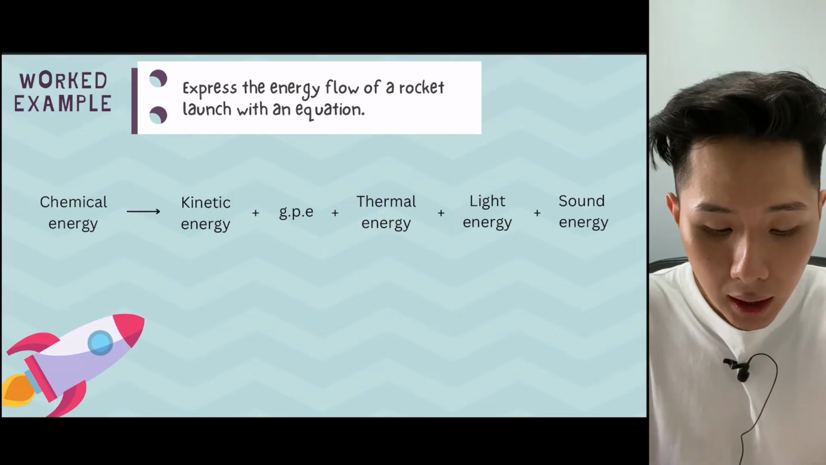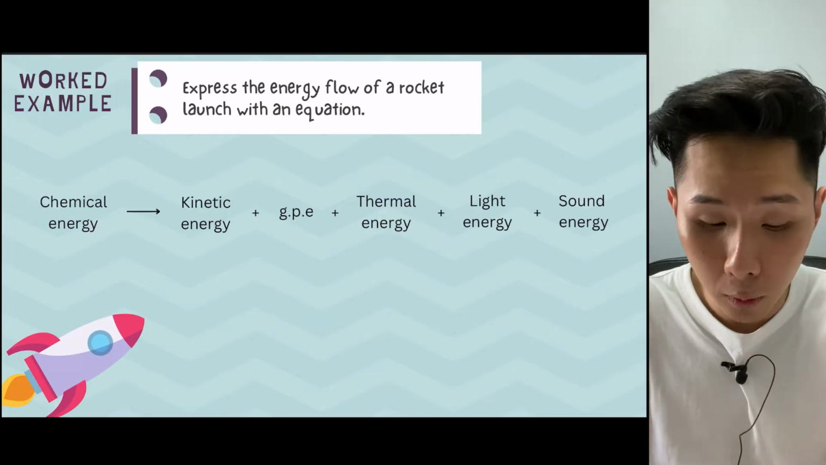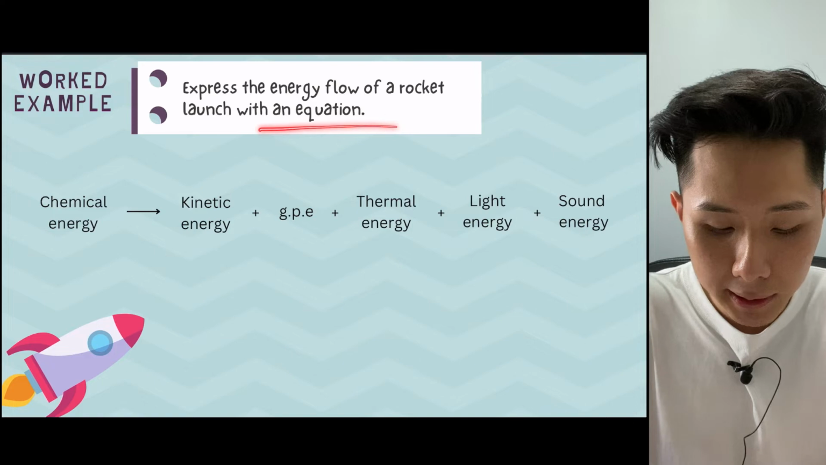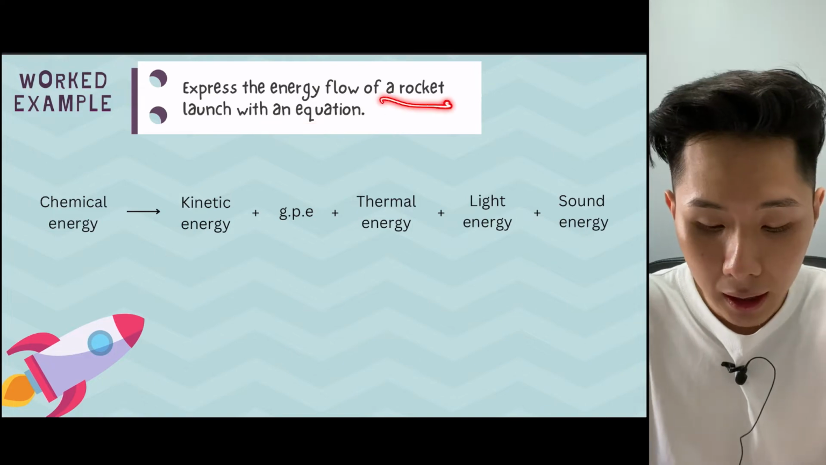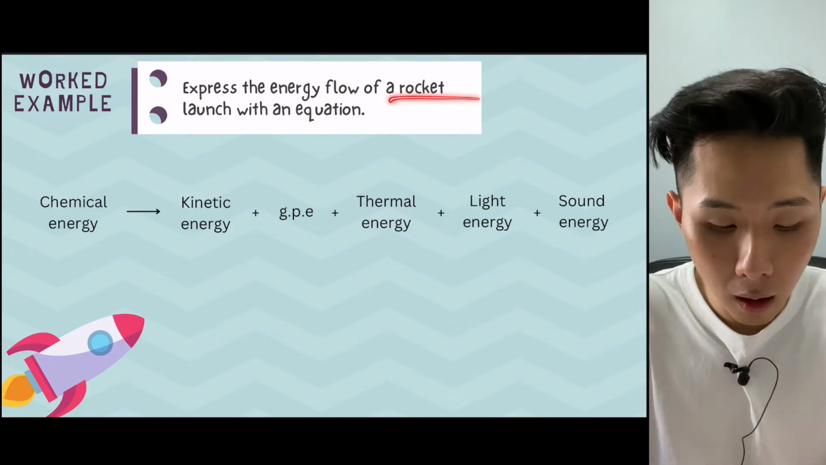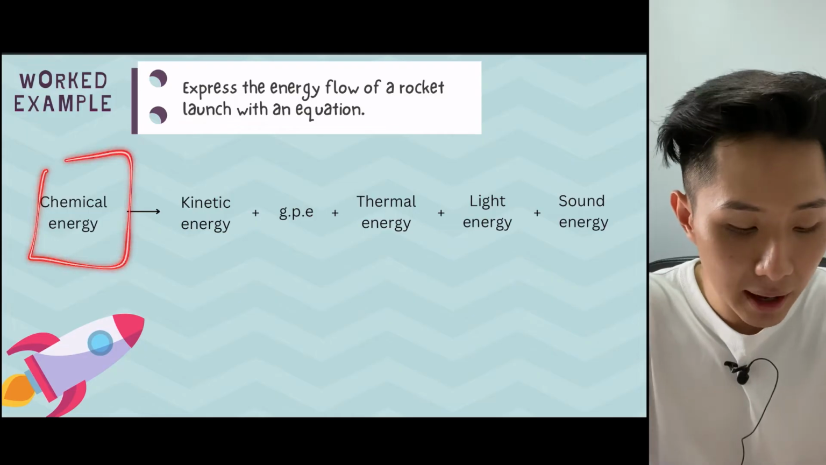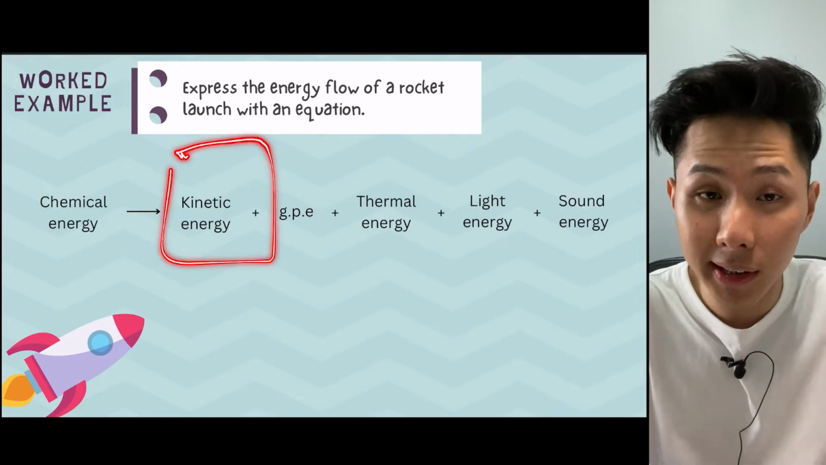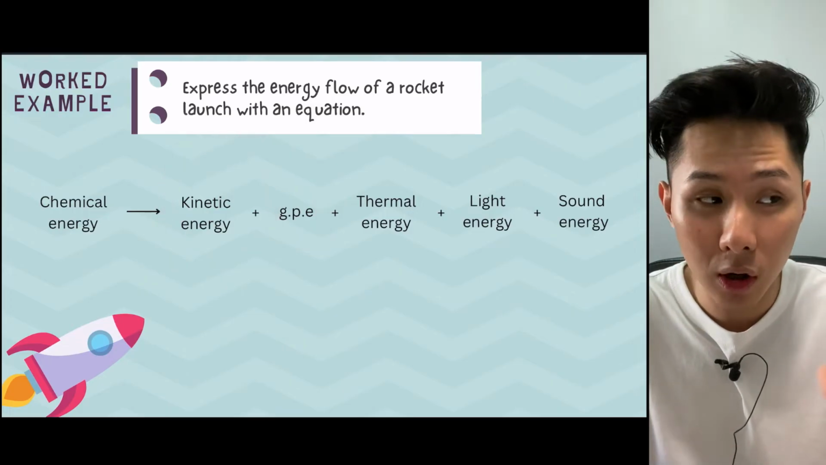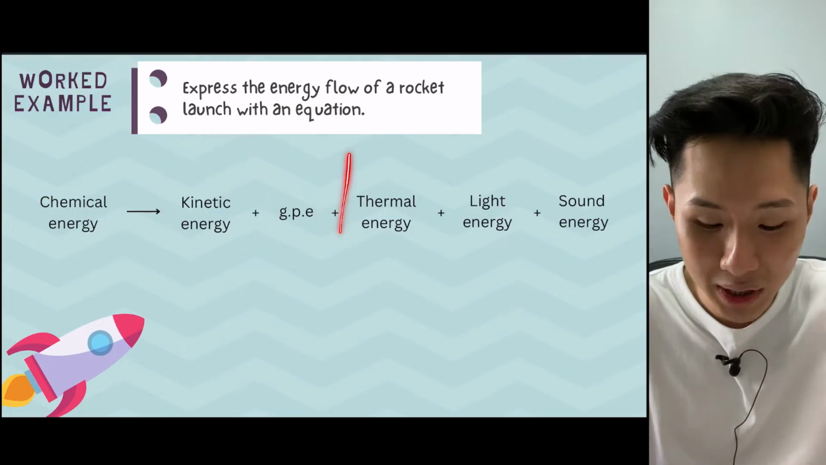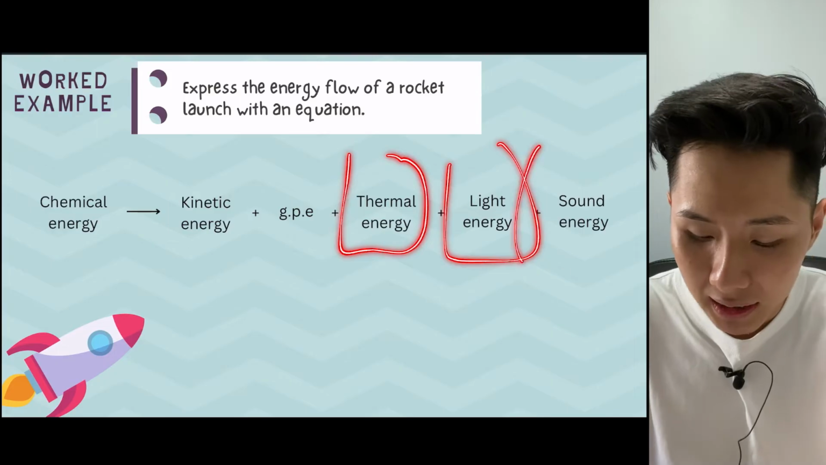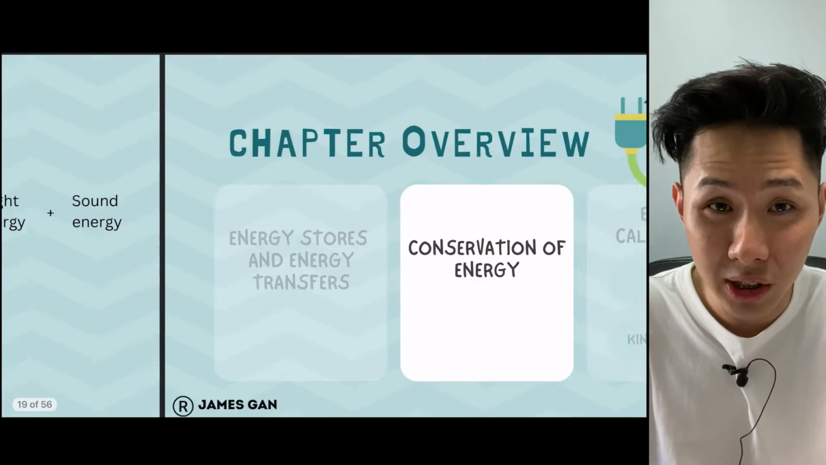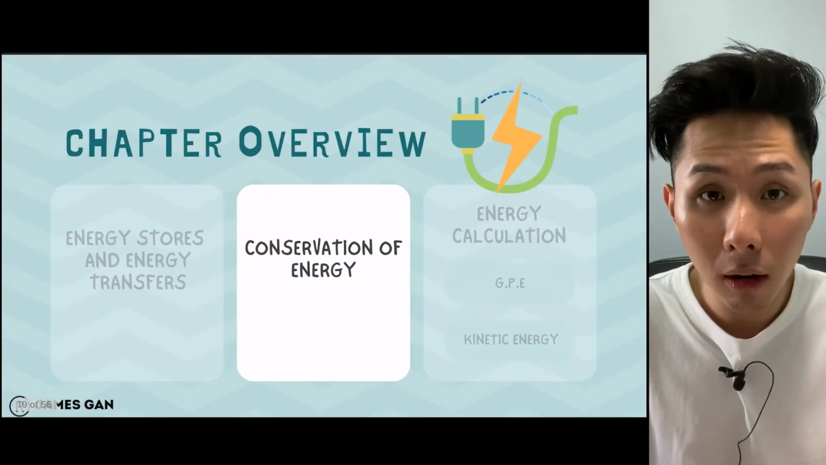And another way you can express the energy flow of something is by using an equation. Let's say, what is the energy transfer on a rocket launch? So at first we have chemical energy stored in the fuel, transferred to kinetic energy, which causes the rocket to move, plus G.P.E, which causes the rocket to move a little bit upwards, plus thermal, heat, light, and also sound, the engine sound. So that's all about energy.